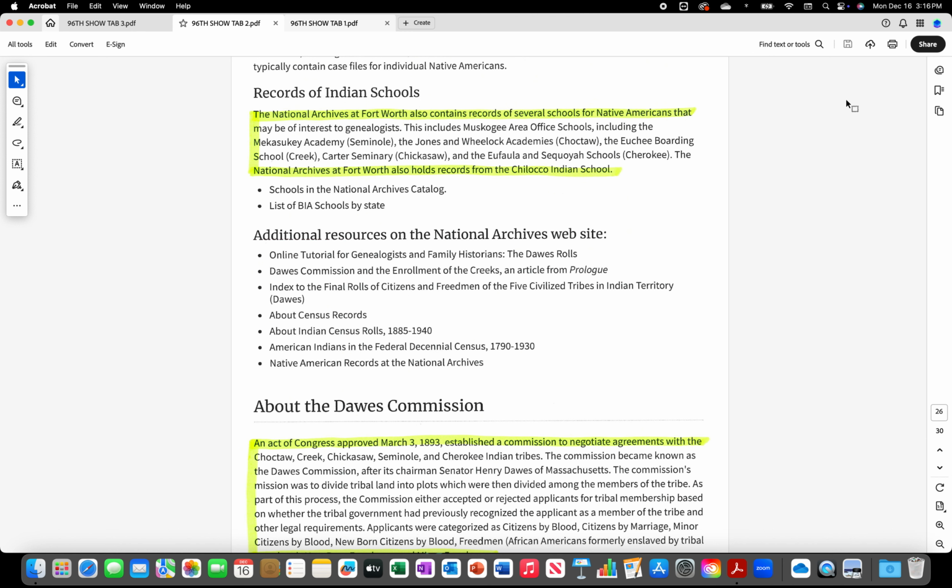and for us. The National Archives at Fort Worth also contains records of several schools for Native Americans that may be of interest to genealogists. This includes Muskogee Area Office schools, including the Makasuki Academy, Seminole, the Jones and Wheelock Academies, Choctaw, the Uchee Boarding School, Creek, Carter Seminary, Chickasaw, and the Eufaula and Sequoia Schools, Cherokee. The National Archives at Fort Worth also holds records from the Chilocco Indian School.